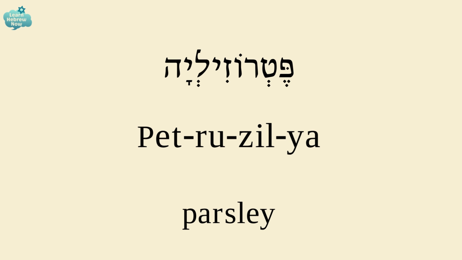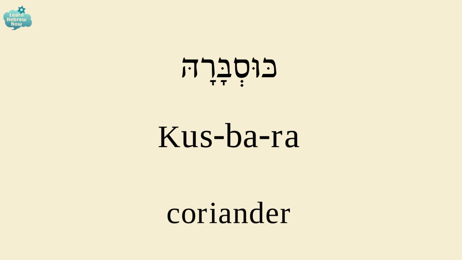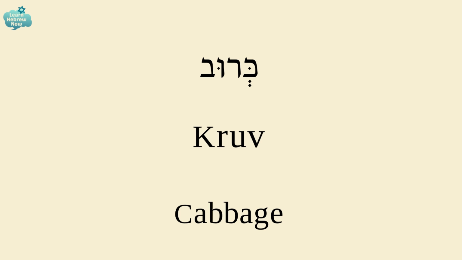Parsley is פטרוזיליה. פטרוזיליה. Coriander is כוסברה. כוסברה. A cabbage is כרוב.